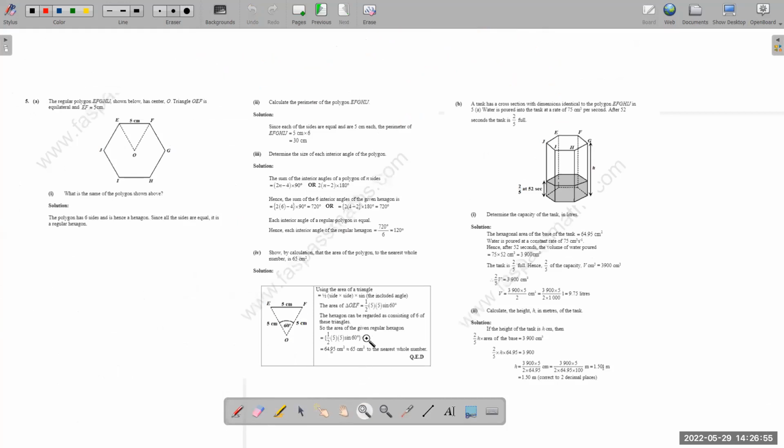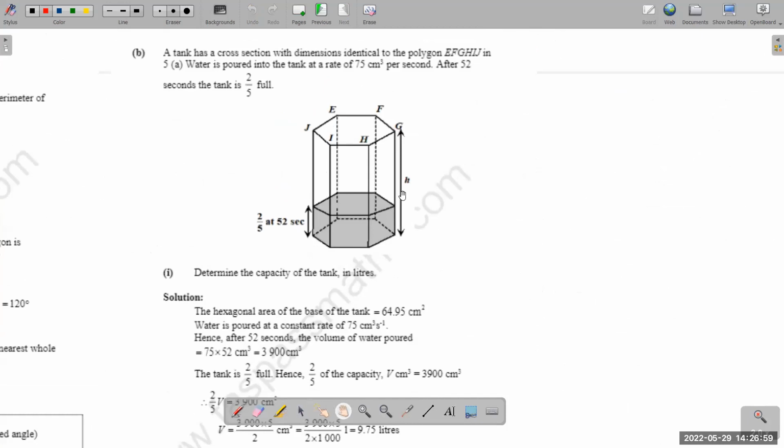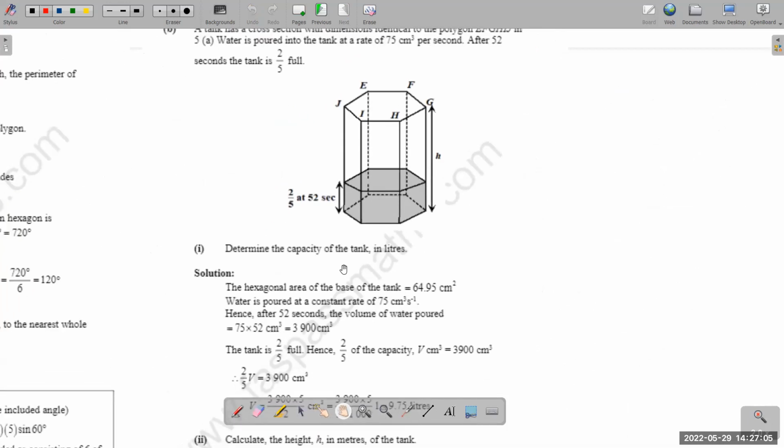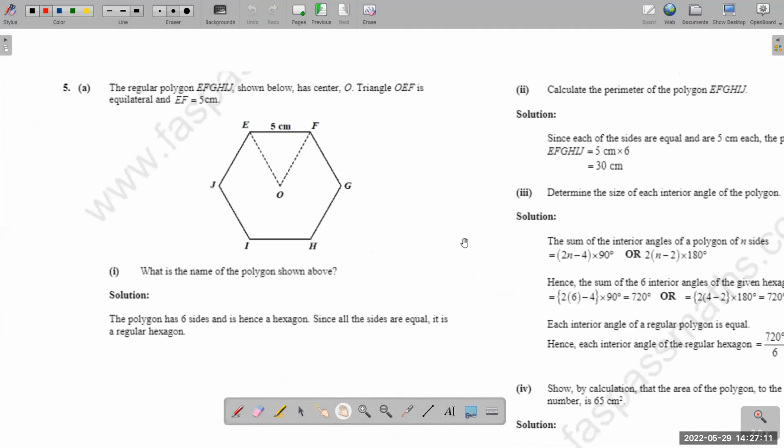Oh, let me see. This is the same concept. If you want to find the volume of this, you just have to find the area of this face. Let me see. This looks more like geometry.